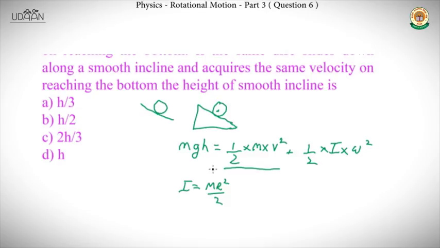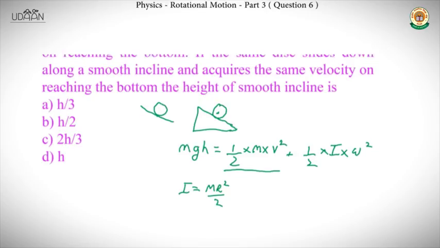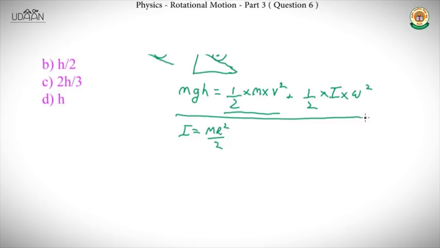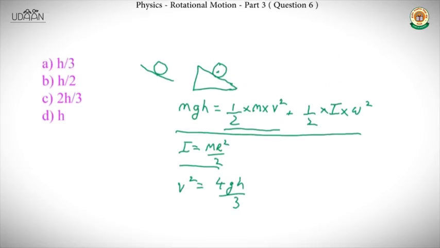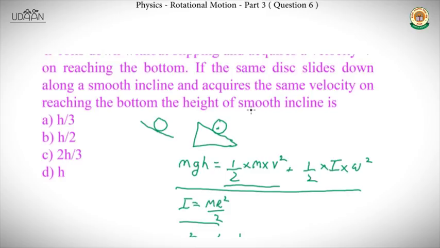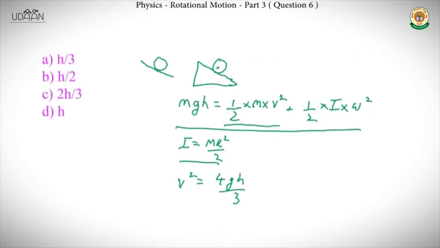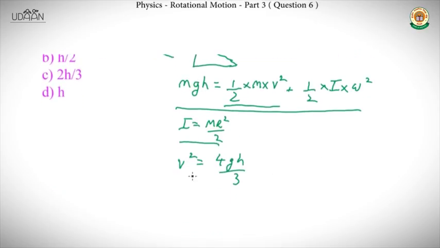So now we know all the values, and we can find the expression for v square by cancelling all the remaining variables from this equation and inputting the value of I. When we do this, we find that v square is equal to 4gh by 3. Now you might be thinking, why have I found v square and not v? Okay, so the question says that the velocity acquired coming down the smooth incline is the same as the velocity acquired while coming down the rough incline. So here we needed an expression for velocity, and we found that.